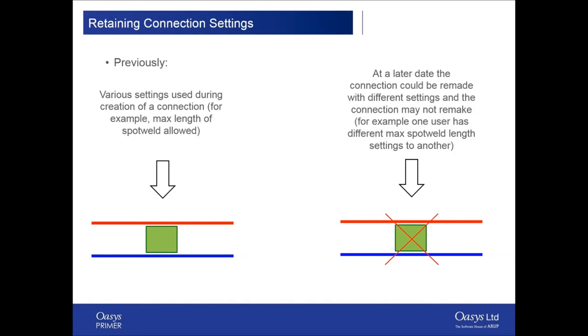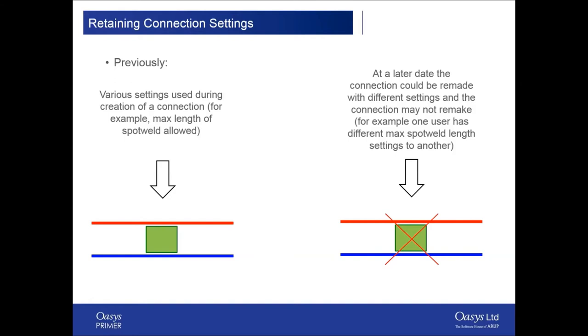Now, if you then created the model, wrote it out, came out of Primer, opened up Primer at a later date, and then remade that connection, it might not remake because the settings have reverted back to the default. Or you might have passed that file onto someone else and their settings are a little bit different as well. And you remake the connection and it doesn't make entirely as it did before. So this was a bit of a problem.